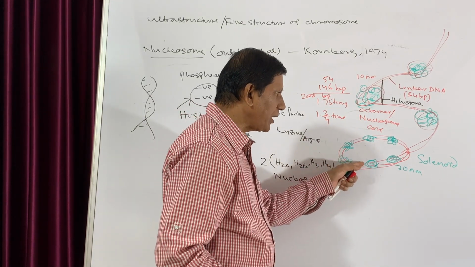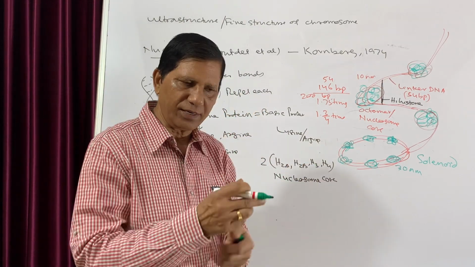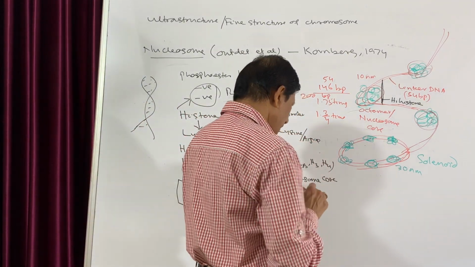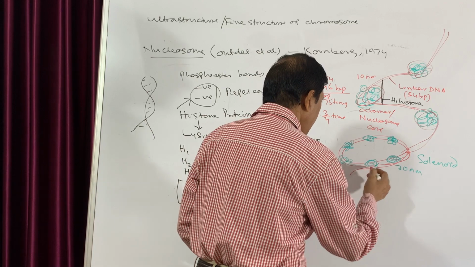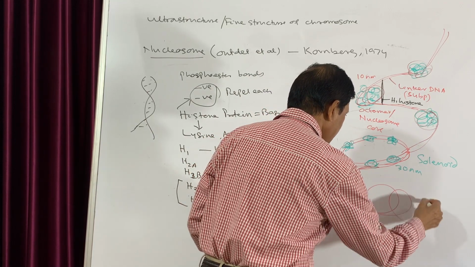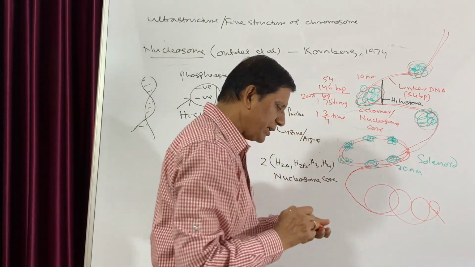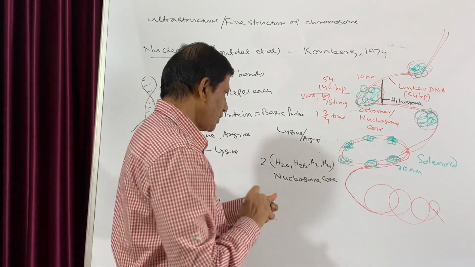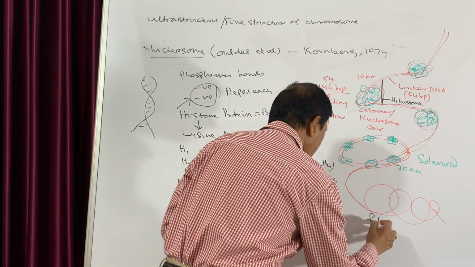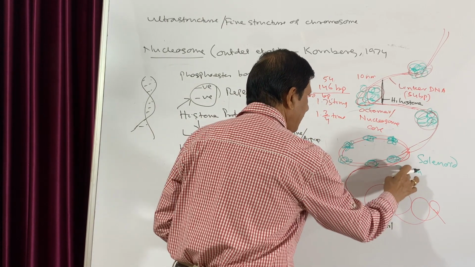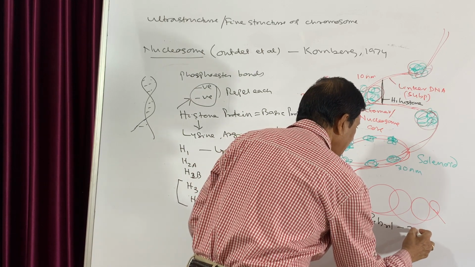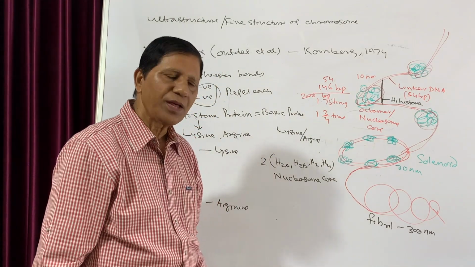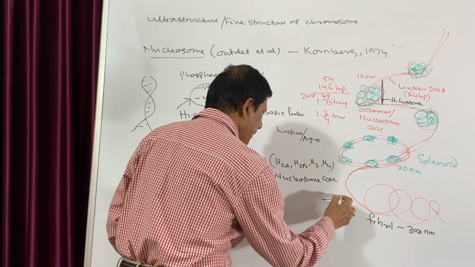Now this solenoid is further folded to give rise to structures known as fibrils. That means the solenoids will be further coiled like this. When they are further coiled, there will be addition of some more proteins. This is known as the fibril, and this is 300 nm. That means it is increasing 10 times.